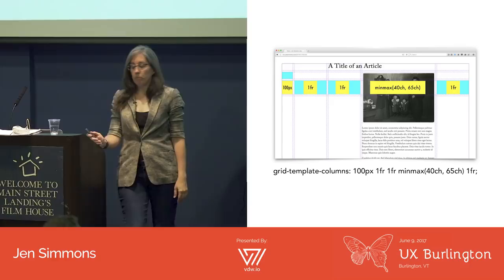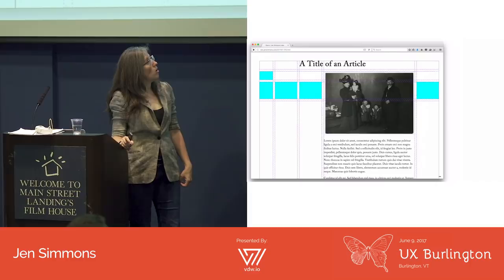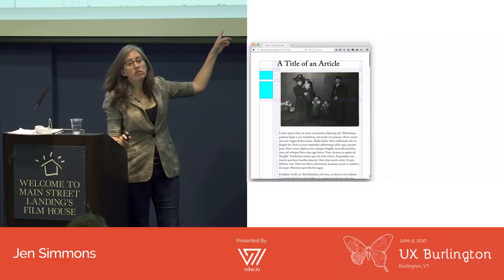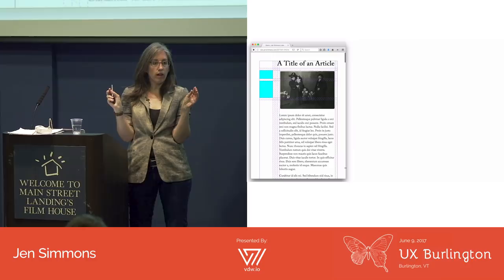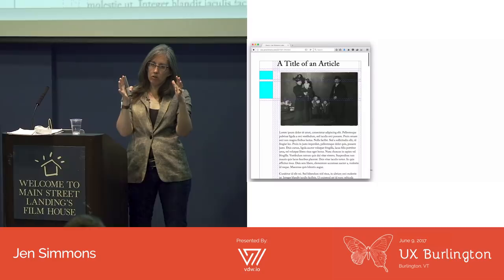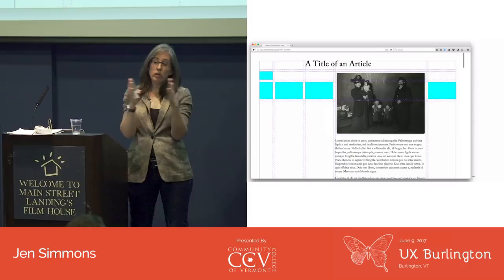The 1fr tracks get smaller and smaller. The fixed pixel track is always going to stay the same size. But the min-max track doesn't actually start collapsing until after the 1fr tracks have finished collapsing. So the responsiveness happens in two stages. The empty space disappears until there's really not enough space, and then the text starts getting smaller. And this really surprised me.